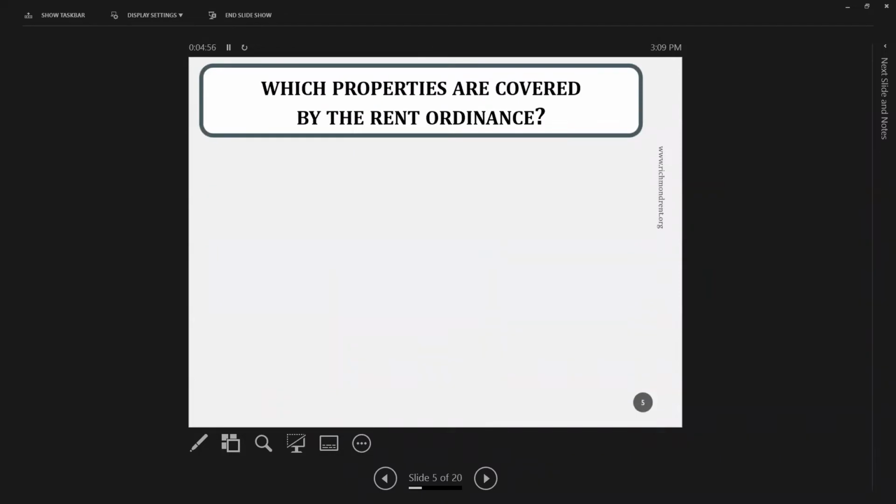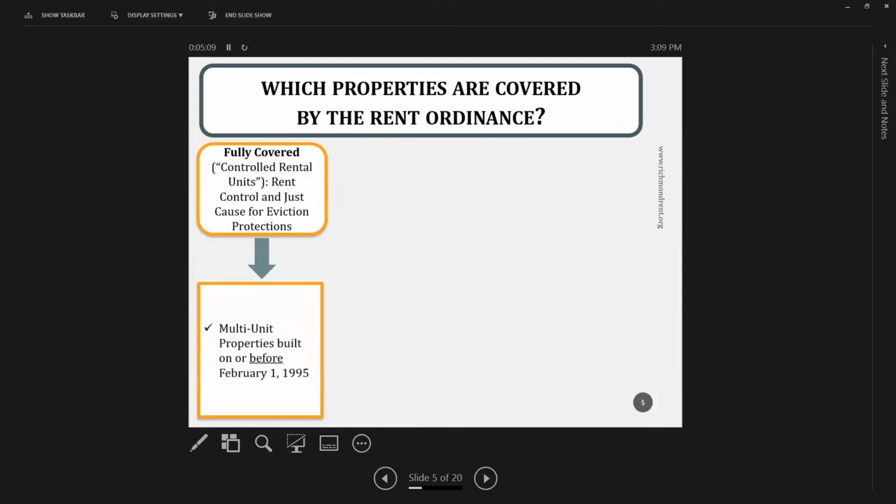Which properties are covered by the rent ordinance? Fully covered units are subject to both rent control and just cause for eviction protections. These are multi-unit properties, duplexes, and larger, built on or before February 1, 1995.